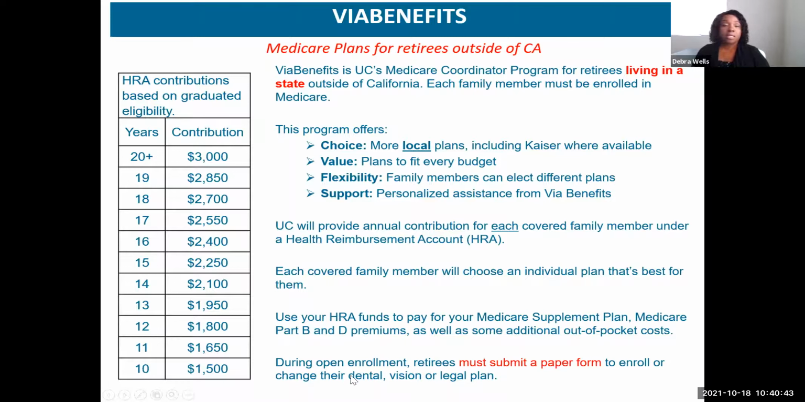During open enrollment, the system is locked. You cannot access open enrollment because it's trying to make you go through the VIA benefits website and not accidentally enroll through UC's system. If you need to make changes to your dental or vision plan or add any family members to your plan, you must complete a paper form to make these changes.